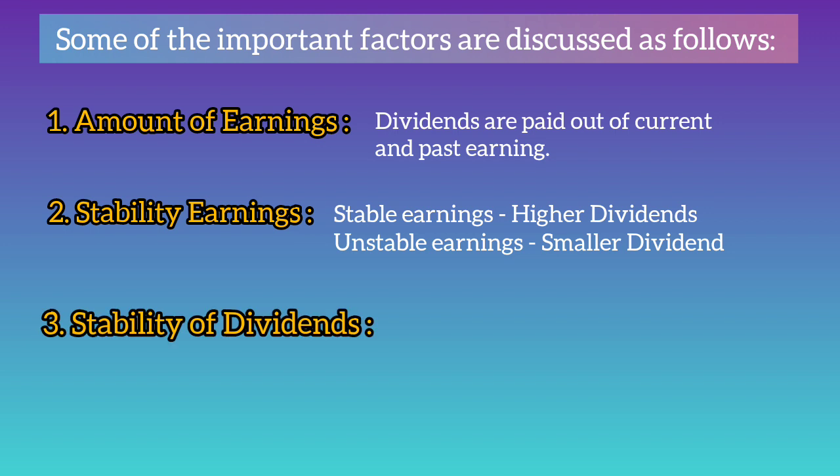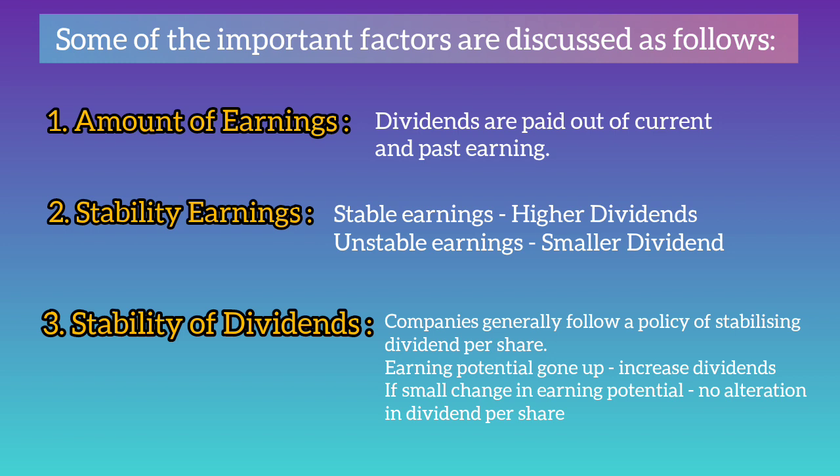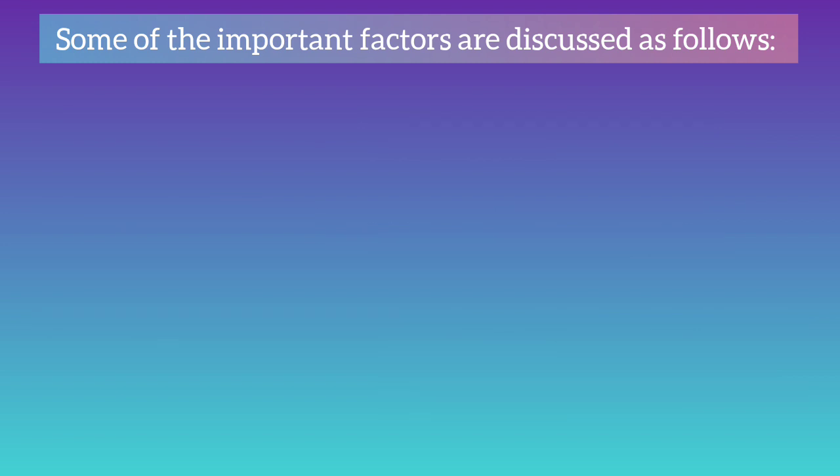Third is stability of dividends. Companies generally follow a policy of stabilizing dividend per share. The increase in dividends is generally made when there is confidence that their earning potential has gone up and not just the earnings of the current year. In other words, if the change in earnings is small, dividend per share is not altered.